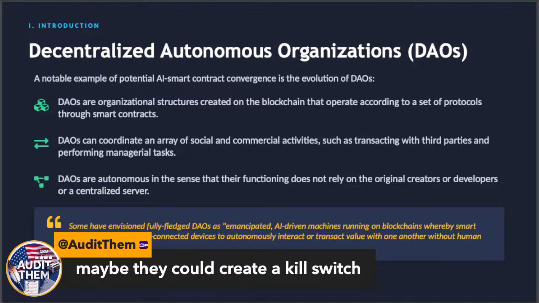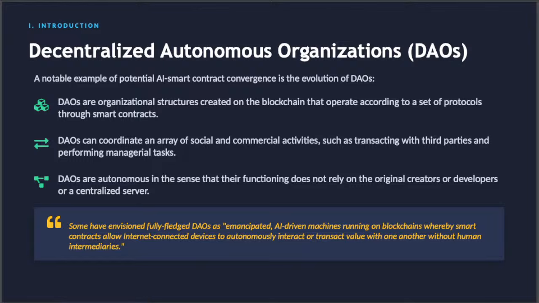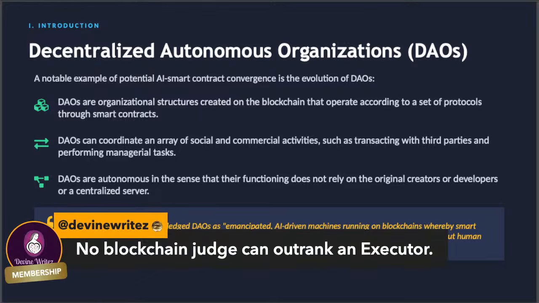Audit term says maybe they could create a kill switch. No, they can't because it's a distributed network. This is the whole essence of it, is that once it's distributed onto the blockchain, there's no centralized control. That's the whole purpose of having a decentralized system. It says no blockchain judge can outrank an executor.